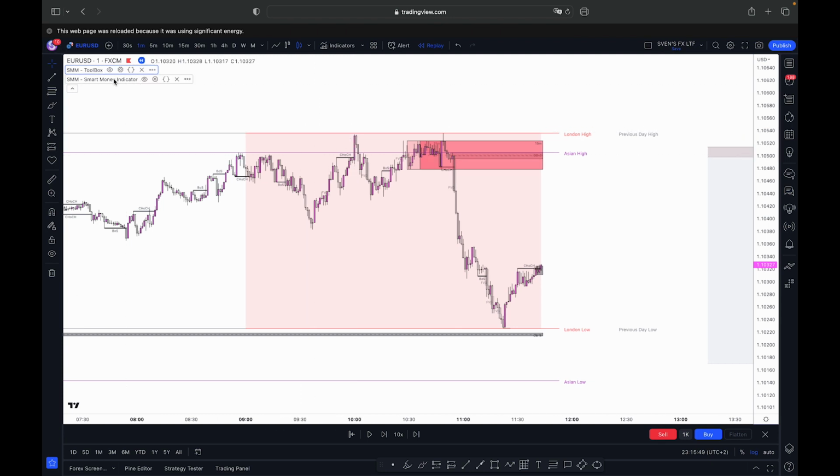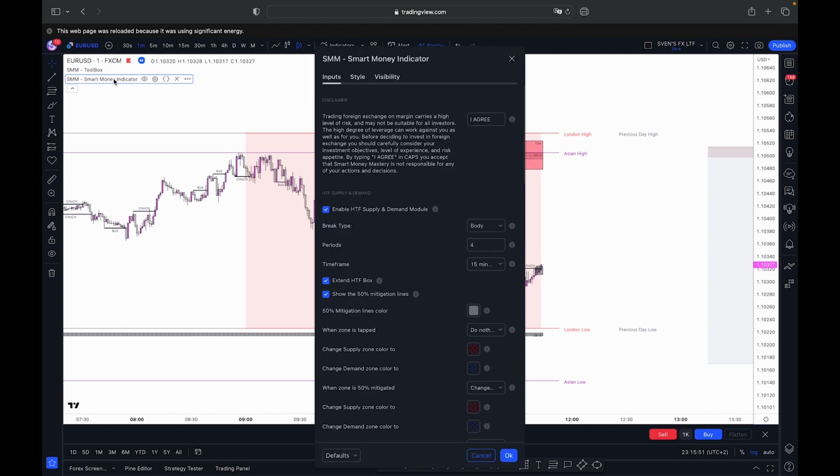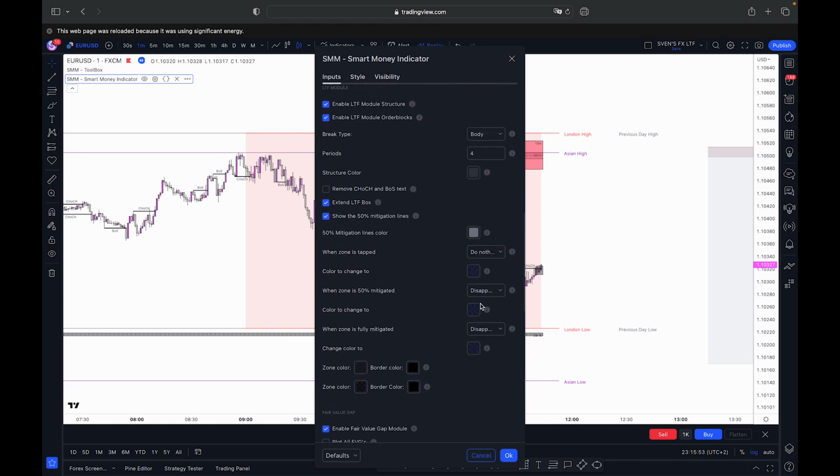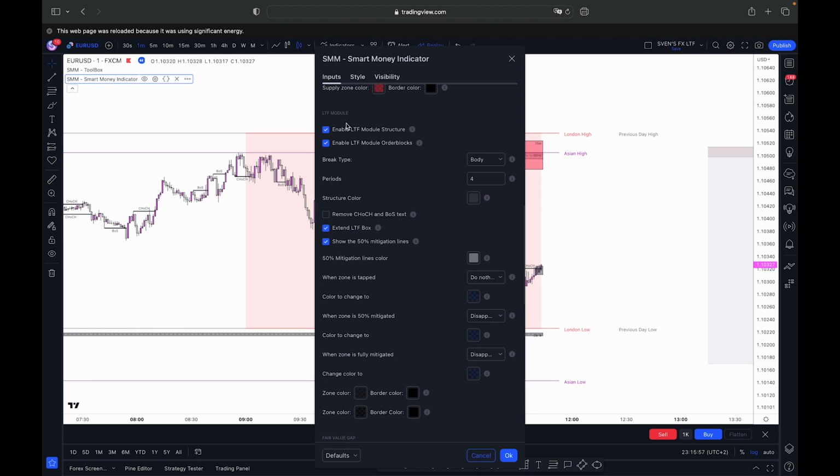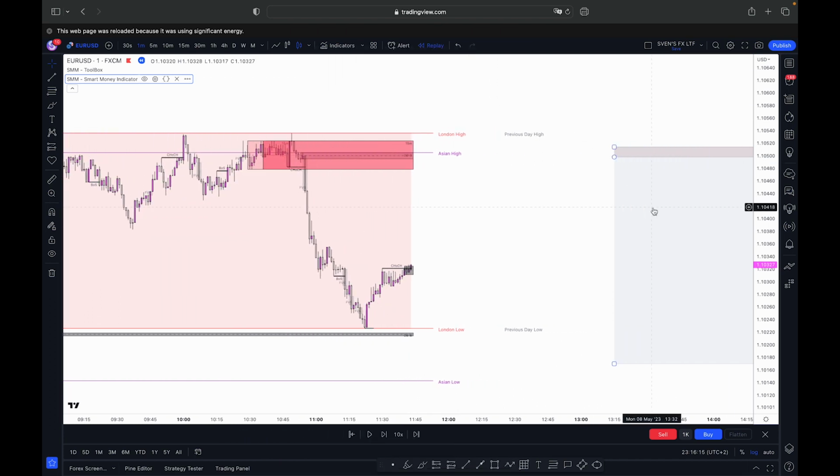Oh wait, let's first get to the smart money indicator update. You can now choose to enable and disable the order blocks inside of the lower time frame module. So if you only want to see the structure, you just leave that one enabled. If you want to see both, you leave both of them enabled, or if you only want to see the order blocks, you keep it enabled as well. I have it enabled by default, which is better for me. So yeah, guys, let's get to the trade.